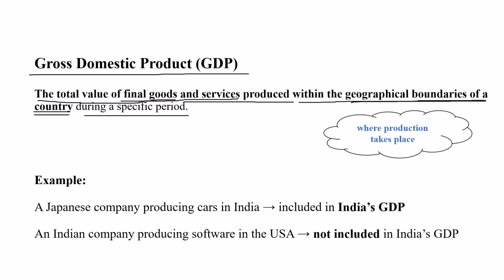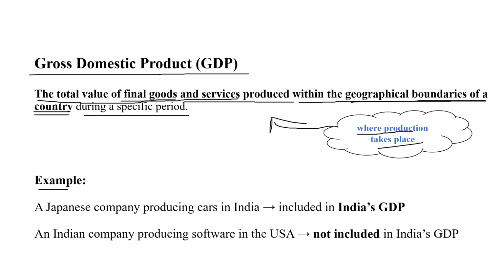We can understand that where production takes place is what matters in GDP, not who produced. That does not matter. Only where the production takes place. In India, within the boundary of India, production takes place. That is what matters, not who produced the goods and services. I hope you understood. We can see some examples here.